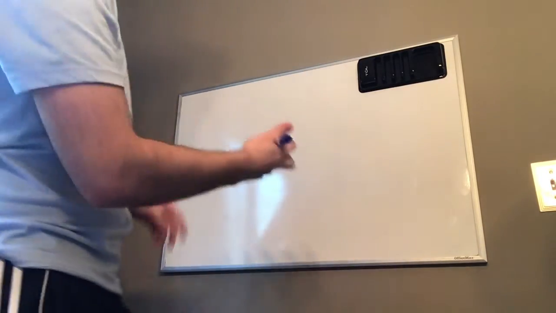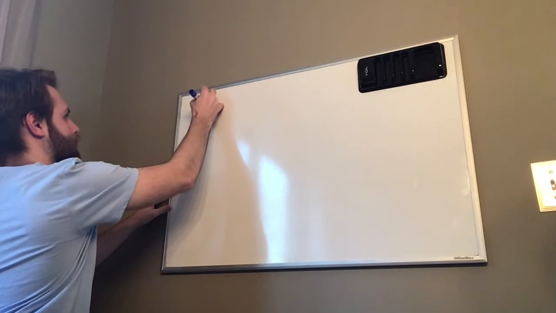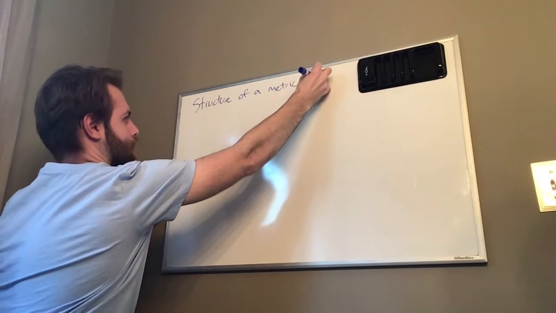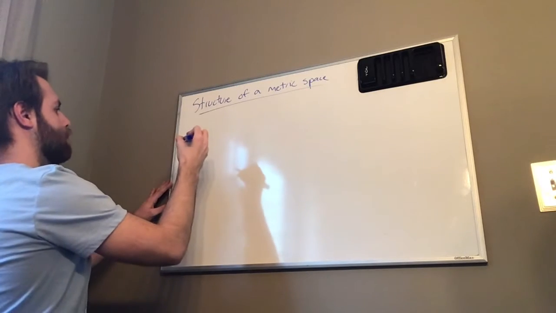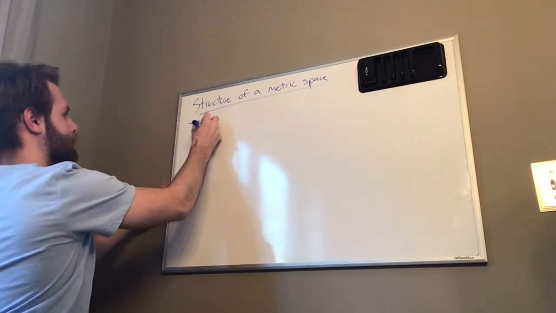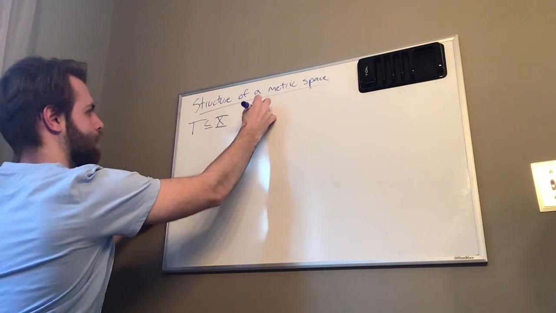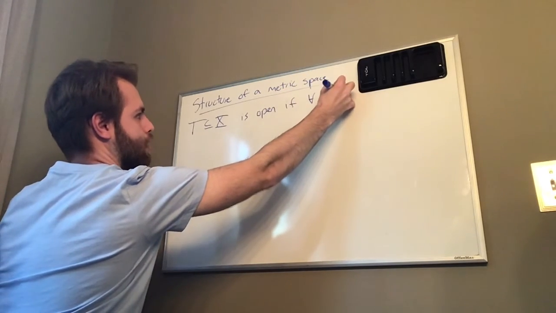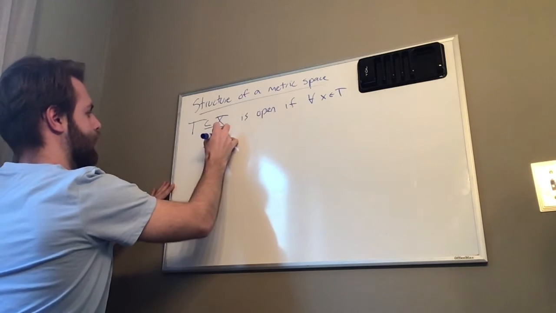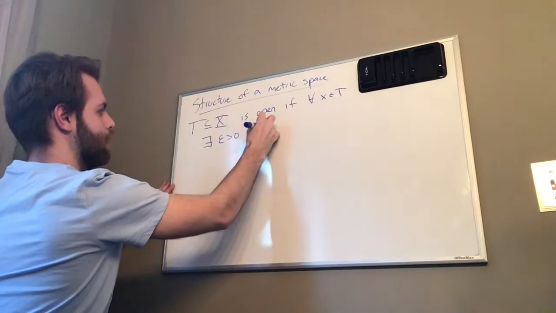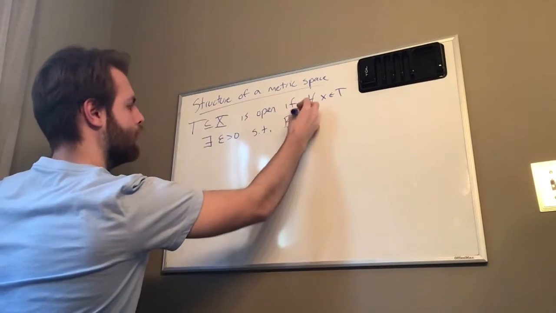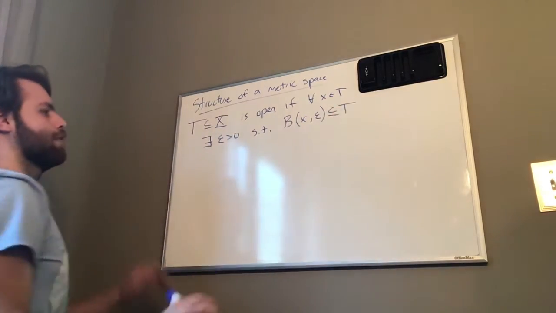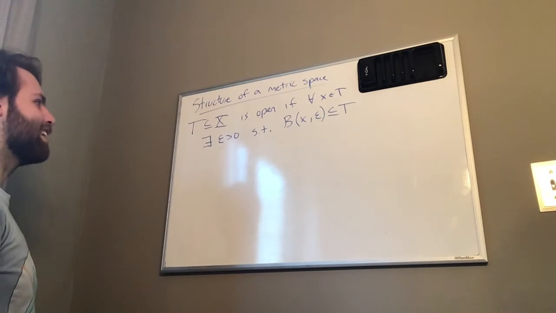I'm going to talk about structure. So we say that T, a subset of X, is open if for all x in T there exists epsilon greater than 0 such that the ball about x of radius epsilon is contained in T. This is a mouthful of notation, not easy to interpret.